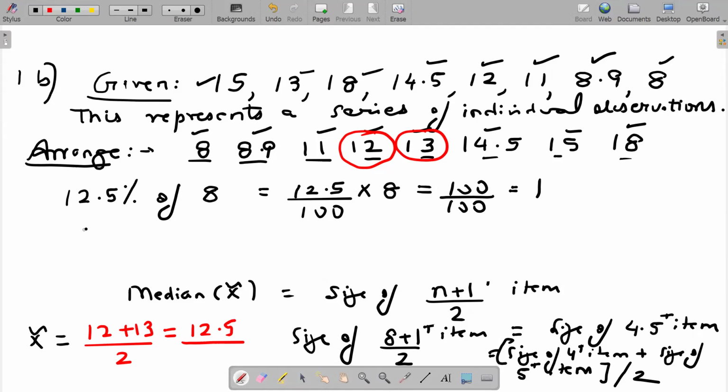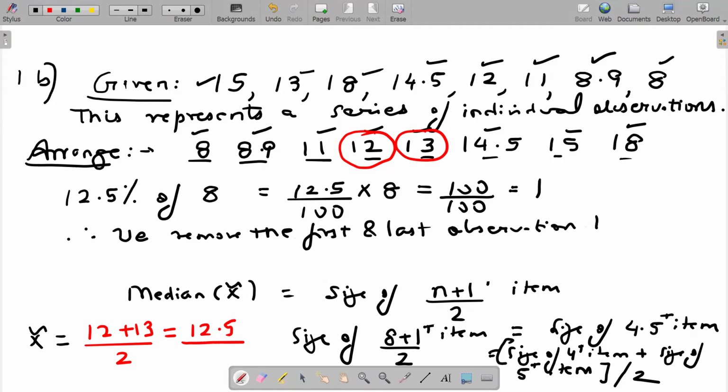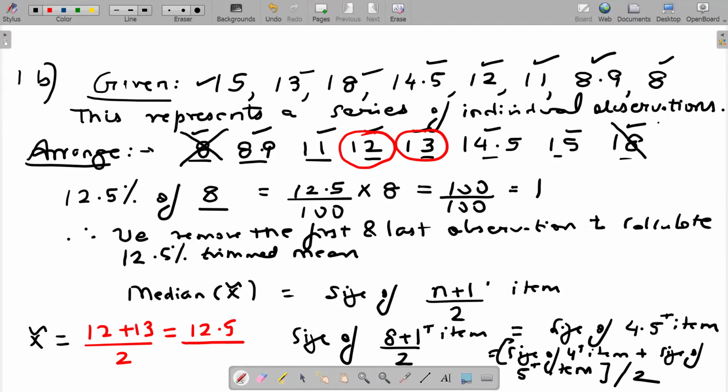That means we remove the first observation and the last observation to calculate the 12.5% trimmed mean. Basically, we trim or remove the top 12.5% and the bottom 12.5% of the observations. The number of observations was 8. So I remove the first and the last. So I remove this and I remove this.